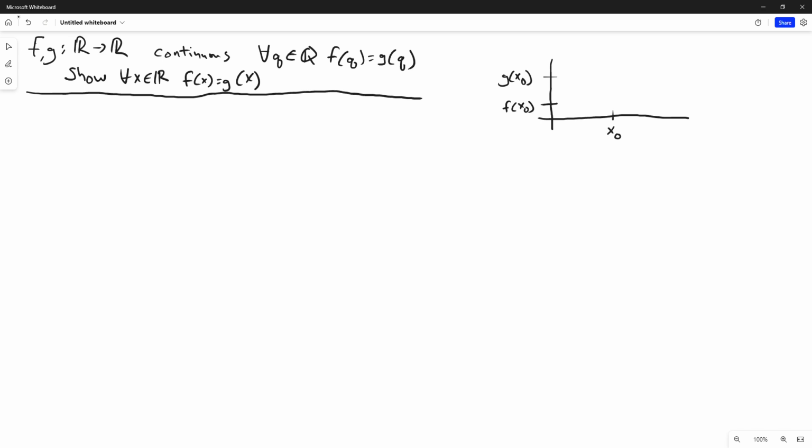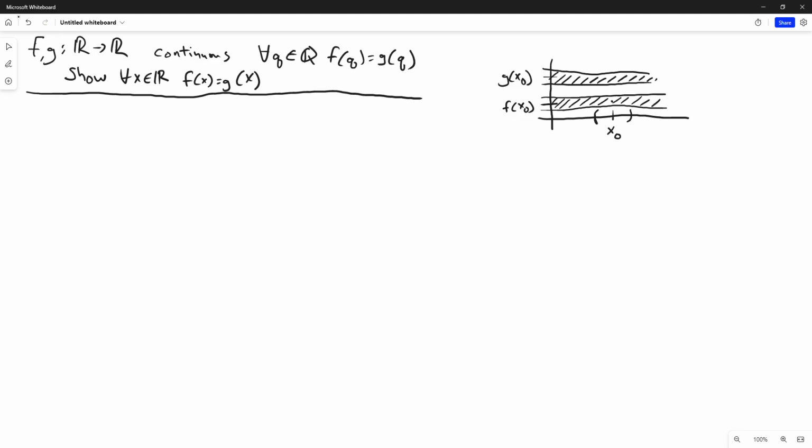And what that will do is, since f and g are continuous, that means there's some region around x0, and f will map everything in this region into a region around f of x0, like this. And likewise g will map everything around x0 into another region around g of x0.